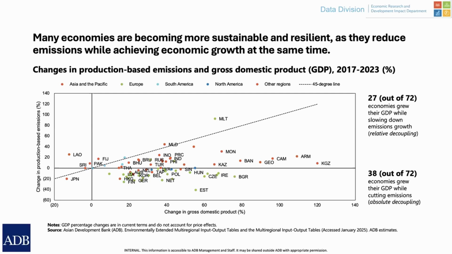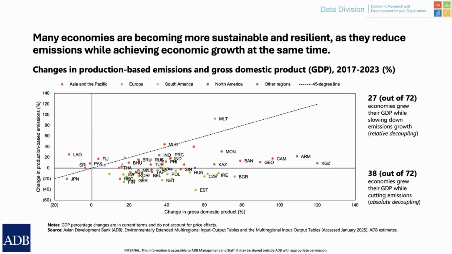We can see from this graph here that most of the economies in the Asia and the Pacific region are in the relative decoupling stage, whereas economies in other regions, such as Europe, have been absolutely decoupling. Of course, we understand that this is data from 2017 to 2023, and more long-term data is needed to establish long-term trends, but these are promising results that we can establish with our framework.